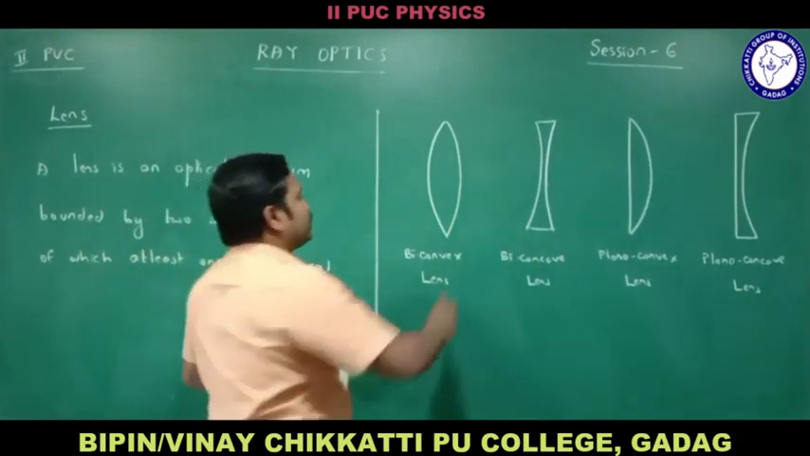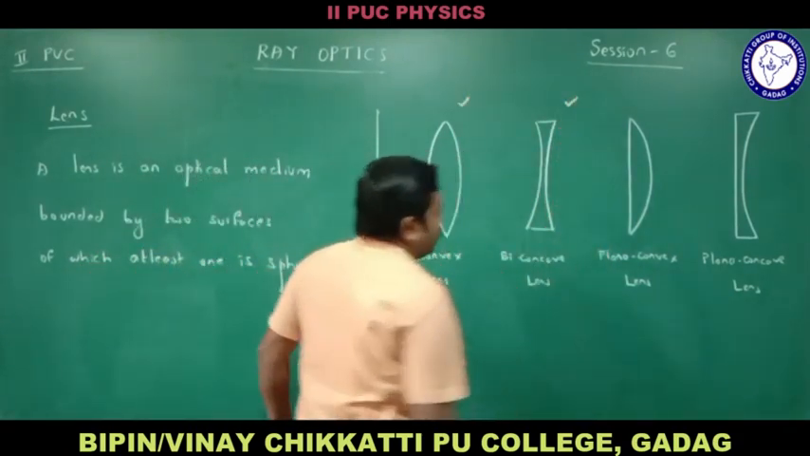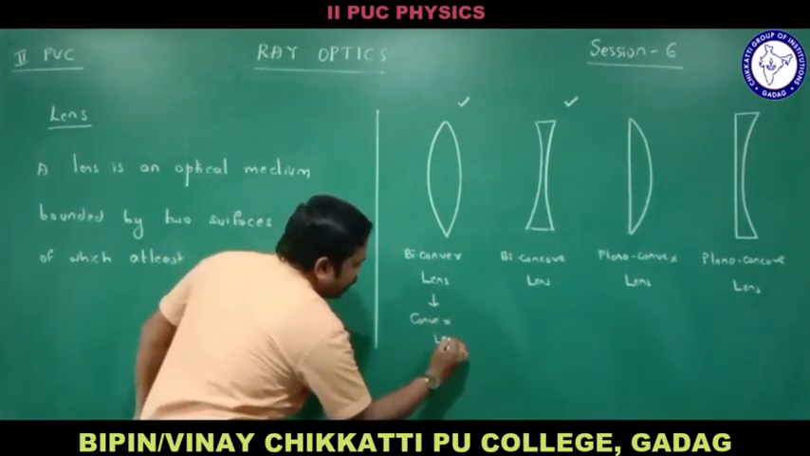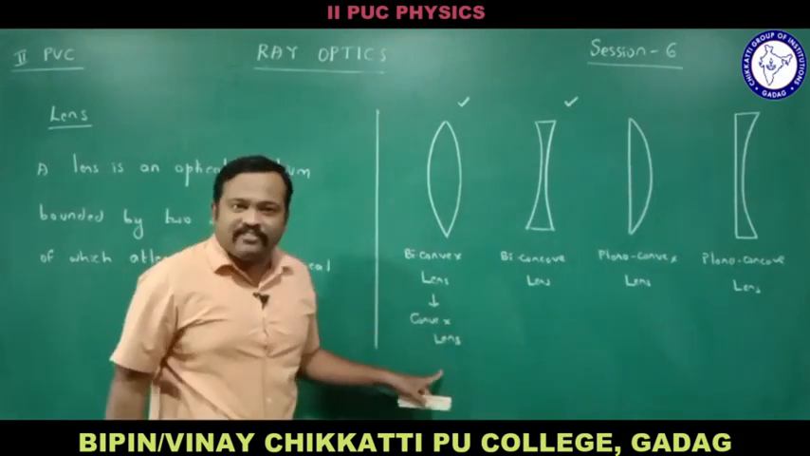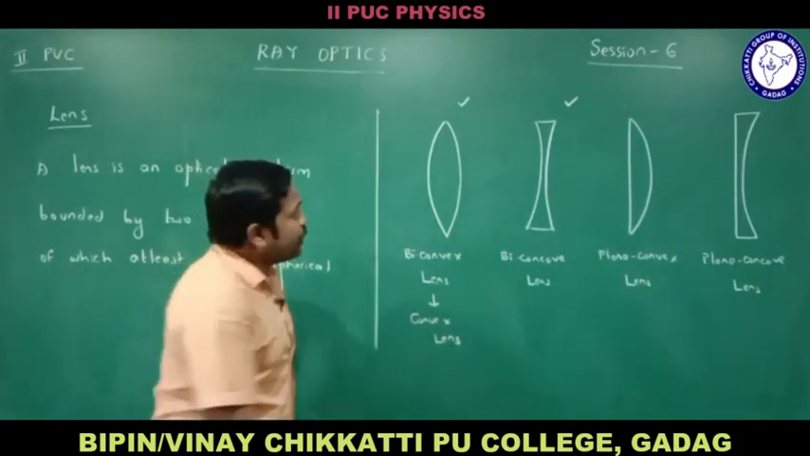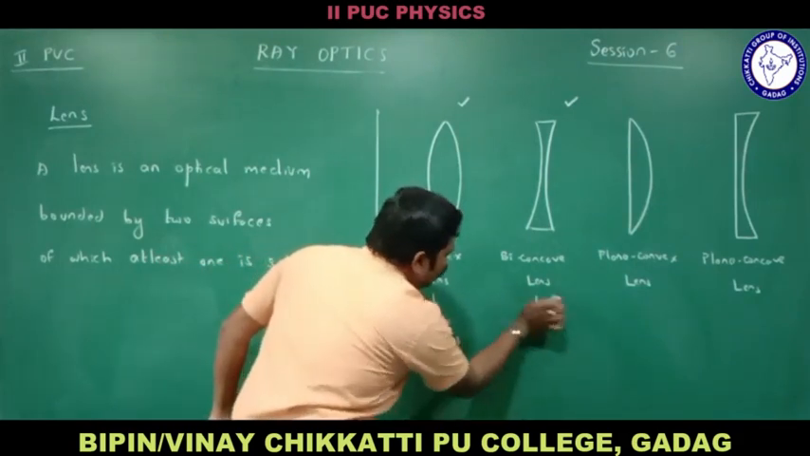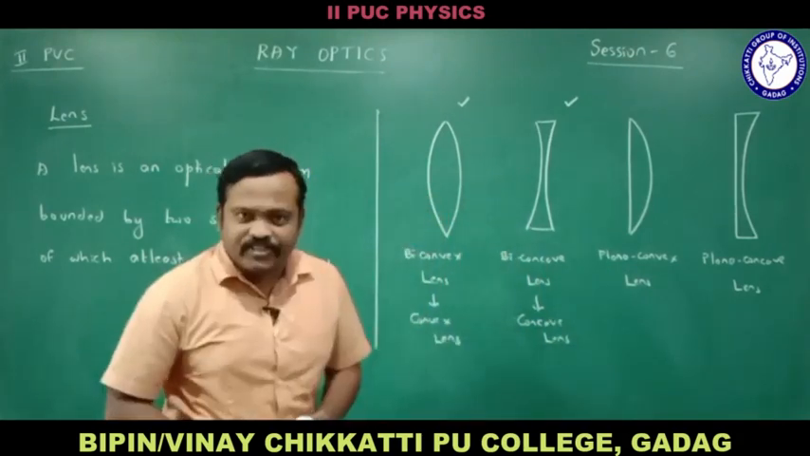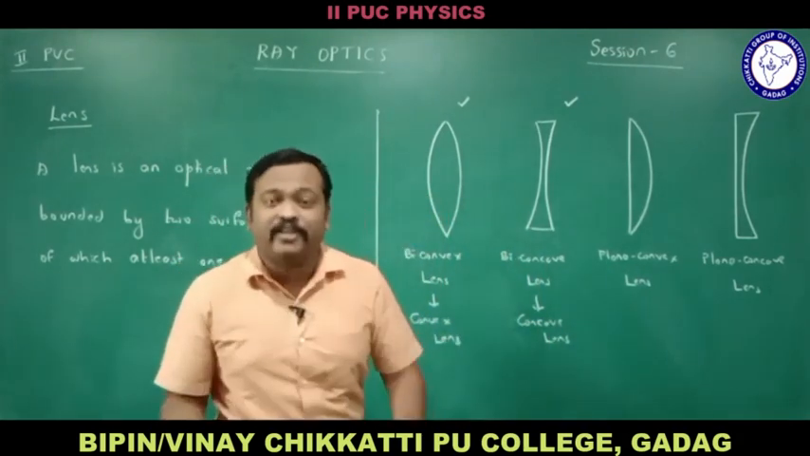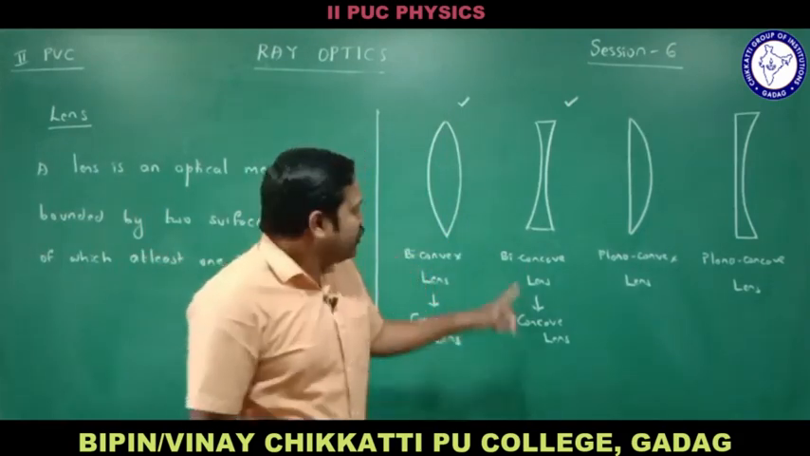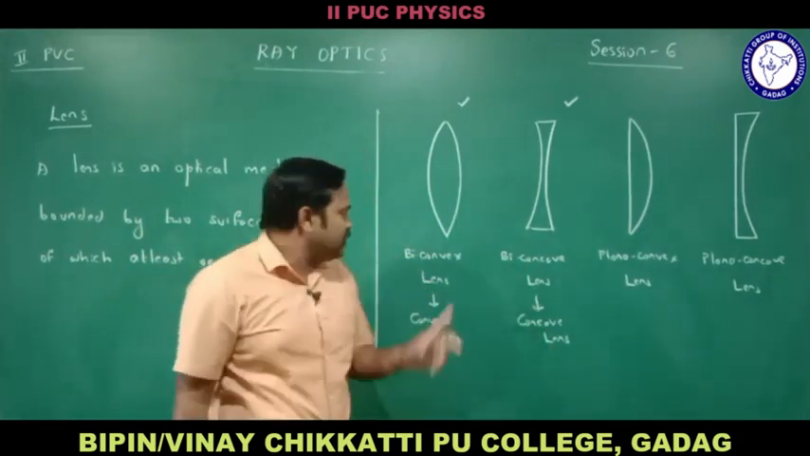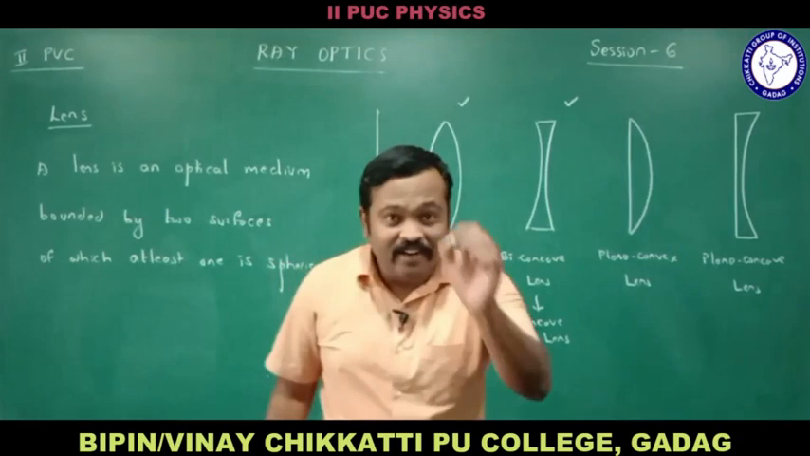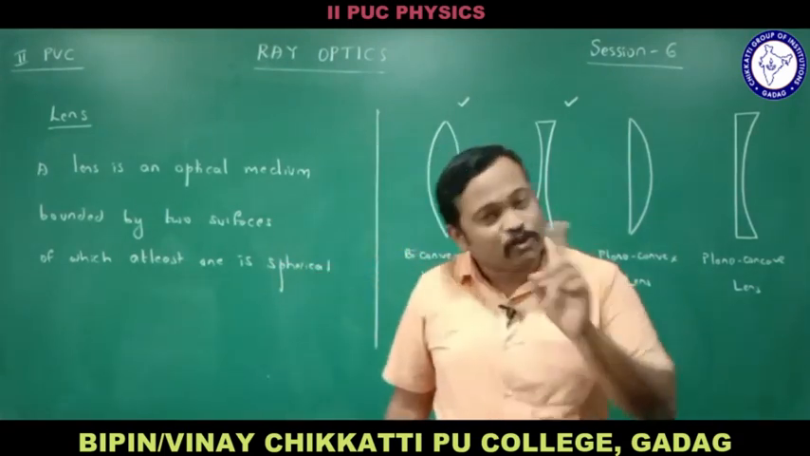We need to study two lenses. One is biconvex and another one is biconcave. Biconvex lens is also called simply a convex lens. If convex lens is given, it is understood that it is biconvex, right? Biconcave lens is also called simply a concave lens. If we say it is a concave lens, it is understood that both the surfaces are concave in nature, right? We will be studying about these two in detail. Let us start with the first one, that is convex lens.